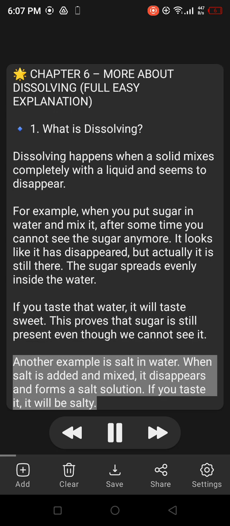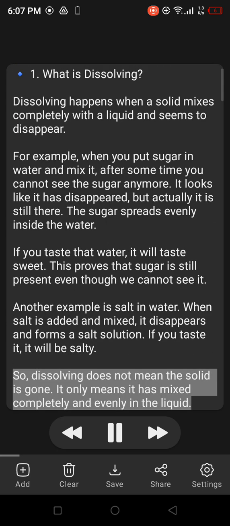Another example is salt in water. When salt is added and mixed, it disappears and forms a salt solution. If you taste it, it will be salty. So, dissolving does not mean the solid is gone. It only means it has mixed completely and evenly in the liquid.